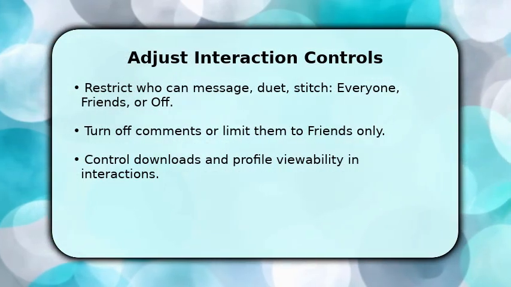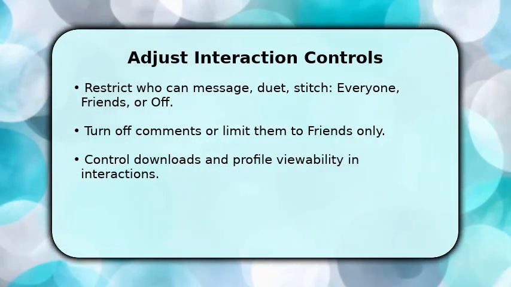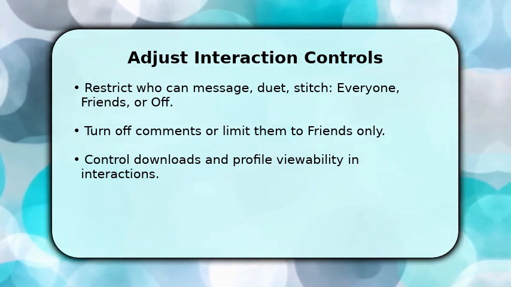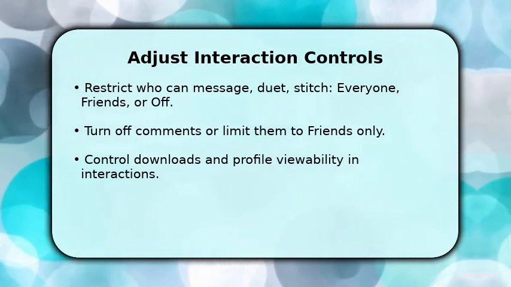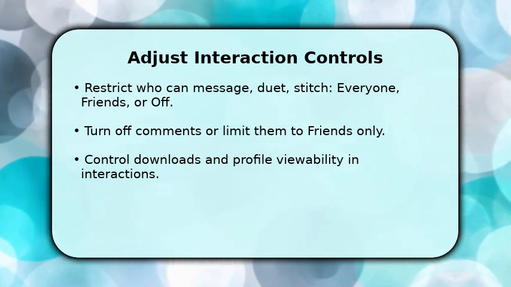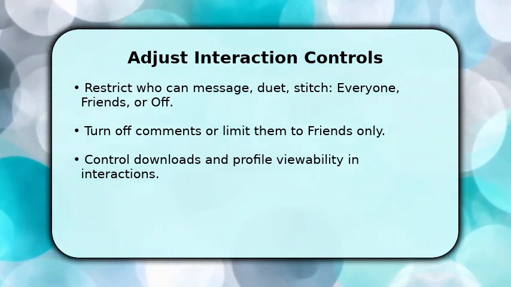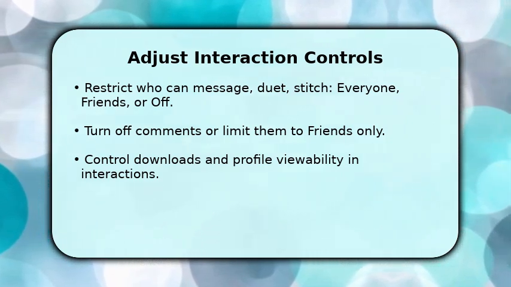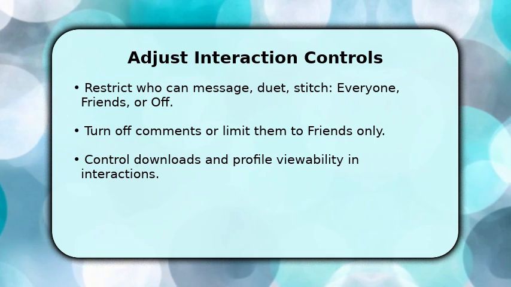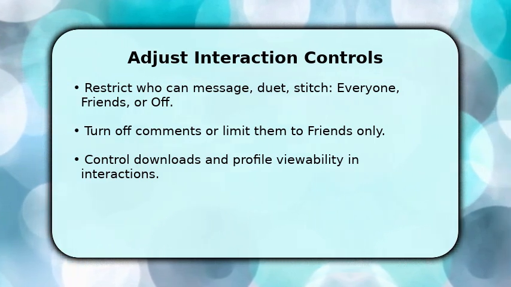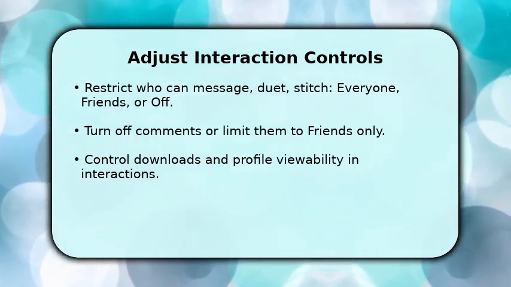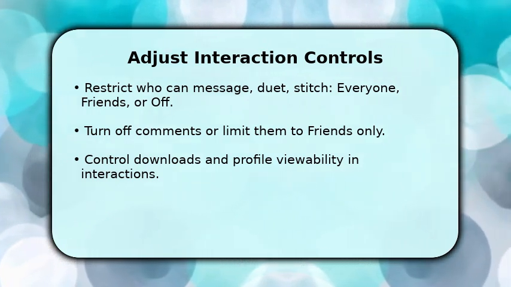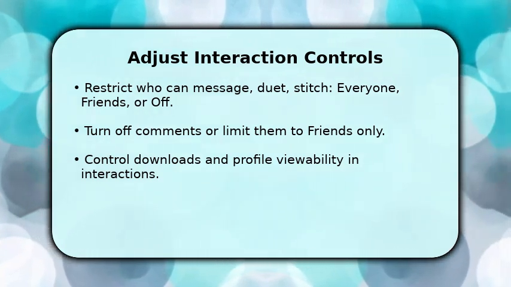Now fine-tune interactions. In Privacy, choose who can send you messages and who can interact with your videos. Set duet and stitch to friends or off if you don't want others reusing your clips. Once done, restrict comments and mentions to friends or turn them off to reduce harassment. Also disable downloads and set profile viewability so only followers can see full details. These controls reduce exposure and limit how content spreads beyond your chosen audience.